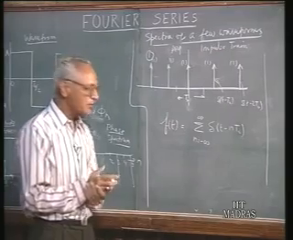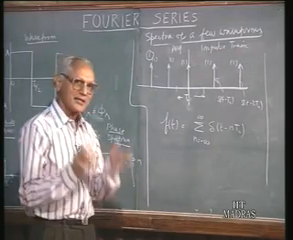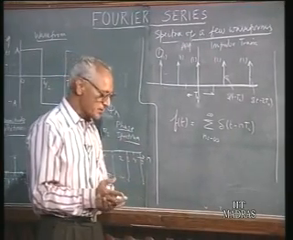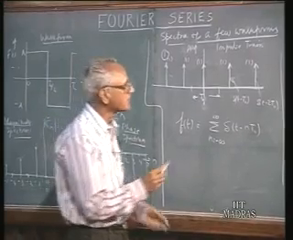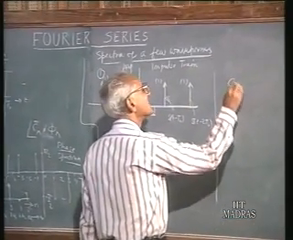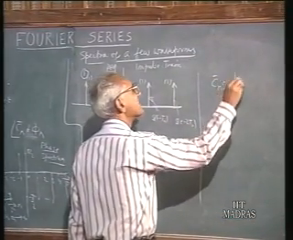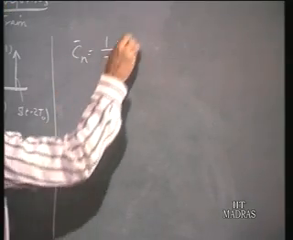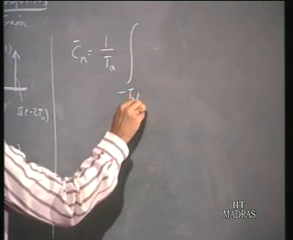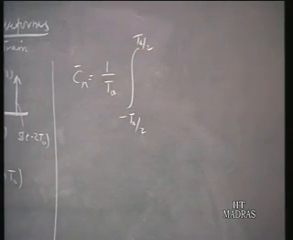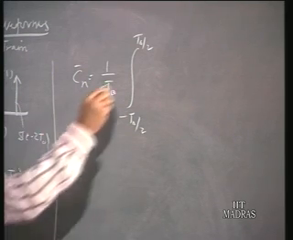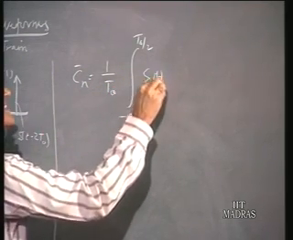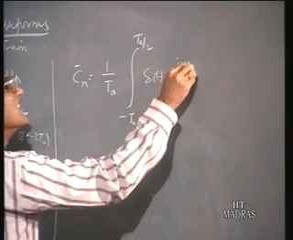because whenever we have impulses inside the integration sign, then the integration becomes quite simple, as we had already seen. So Cn here will be 1 over t naught, integral from minus t naught upon 2 to plus t naught upon 2. So inside this range, the function that we have got is only delta t, e to the power of minus jn omega naught t dt.